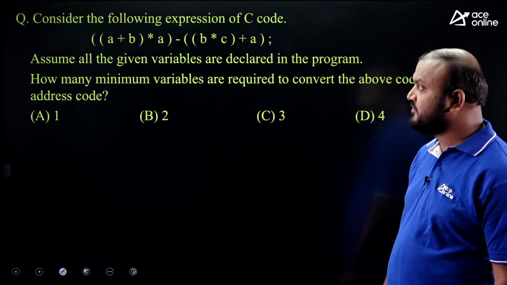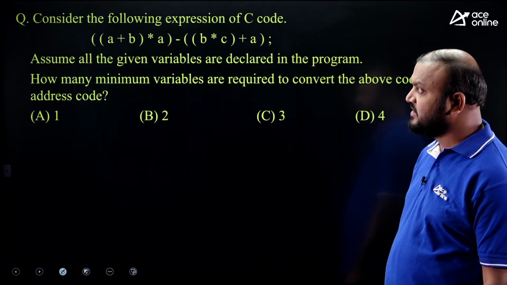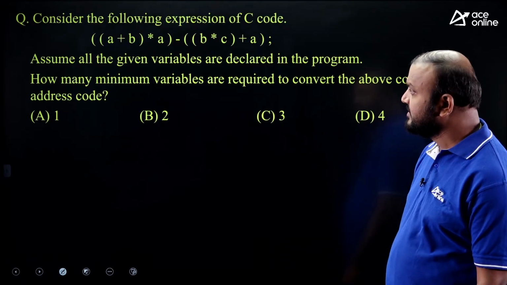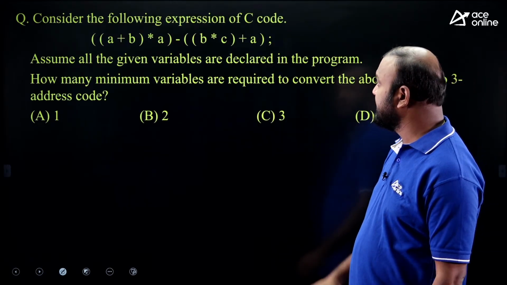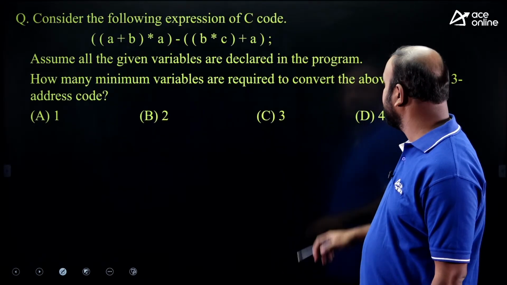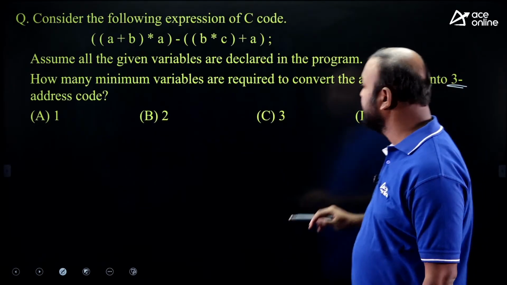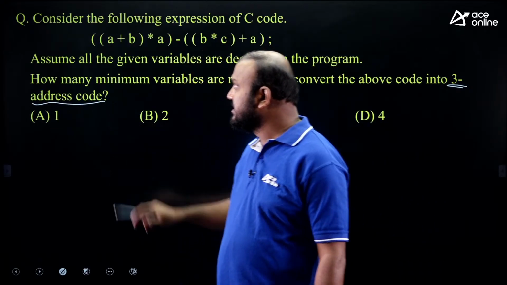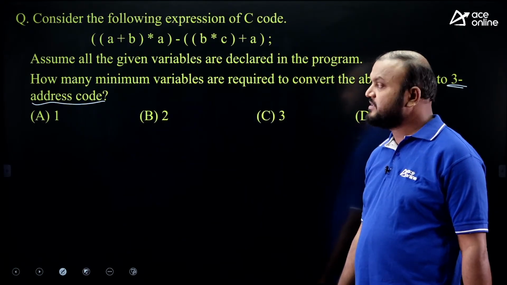And this is a new type of question. Consider the following expression of C code. This is a C program code that is given. Assume all the given variables are declared in the program. How many minimum variables are required to convert the above code into 3 address code? So convert this code into 3 address code.